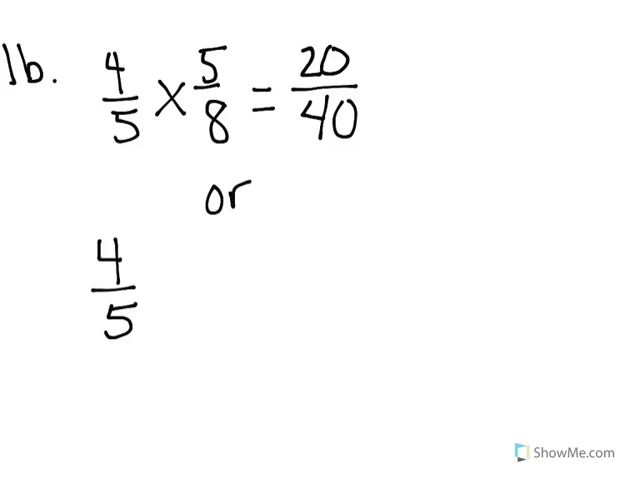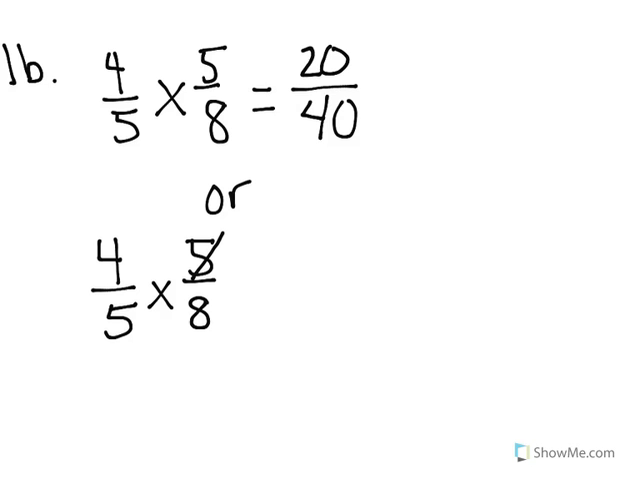Remember, cross-dividing is going to be a far more efficient strategy to use when you're working with bigger numbers. Right now, we've been working with relatively small numbers. So I'm looking at 4/5 times 5/8 to see if I can cross-divide. When I look, I can see that I can divide both the numerator and denominator by a factor of 5.